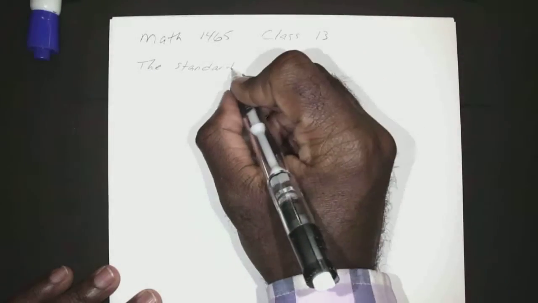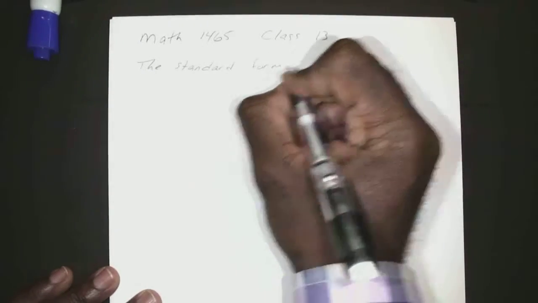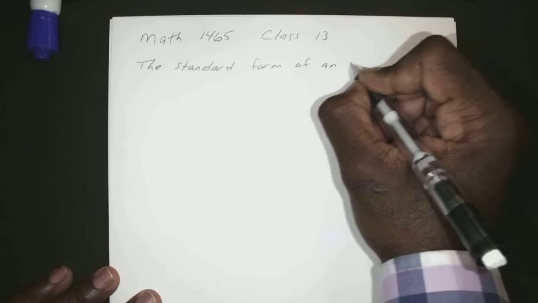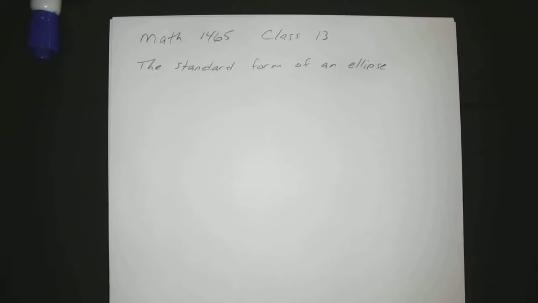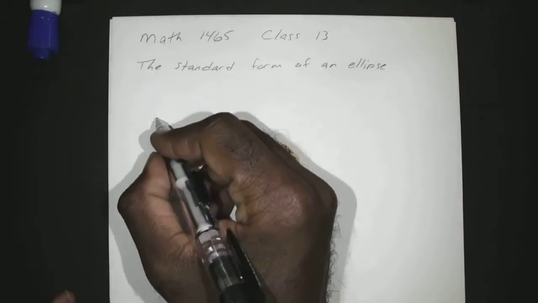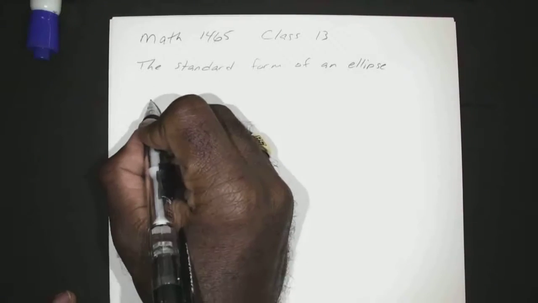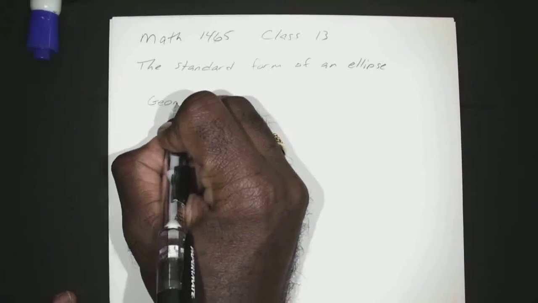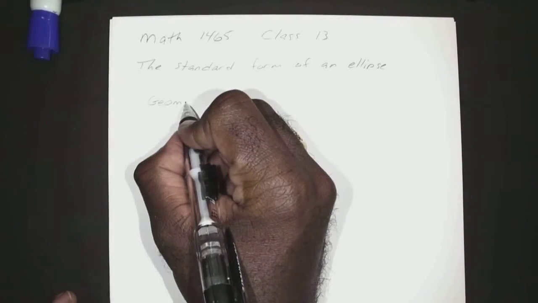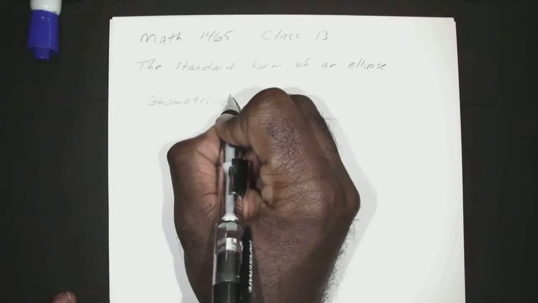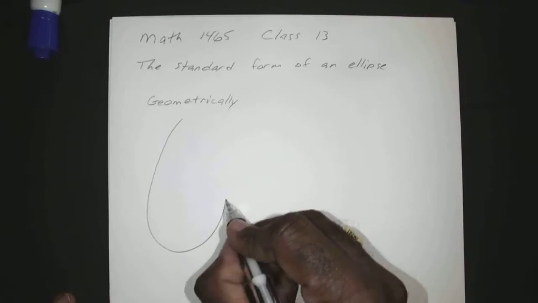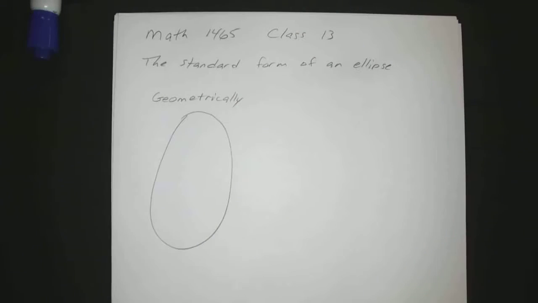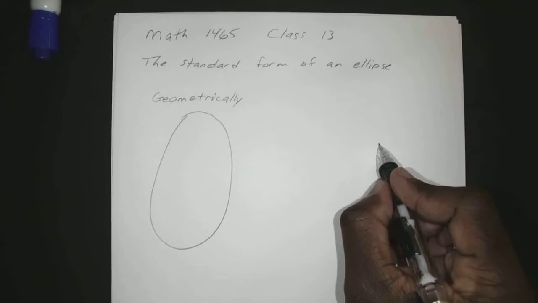Today we're going to go over the standard form of an ellipse. So we go ahead and draw it. Let's say we have, it's supposed to be an ellipse, but it kind of doesn't look like one.